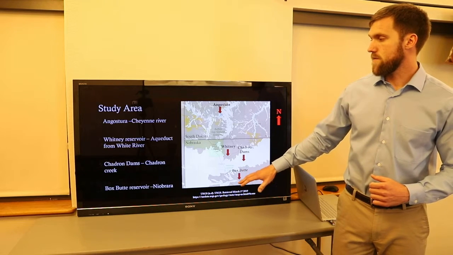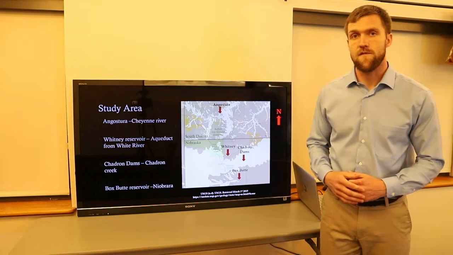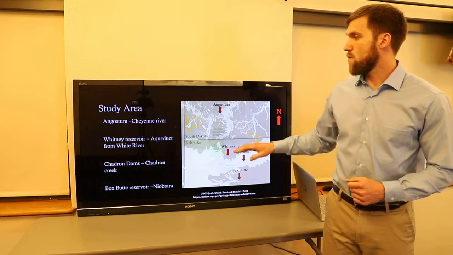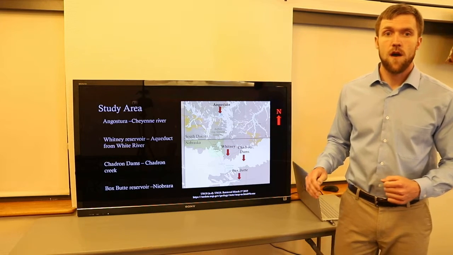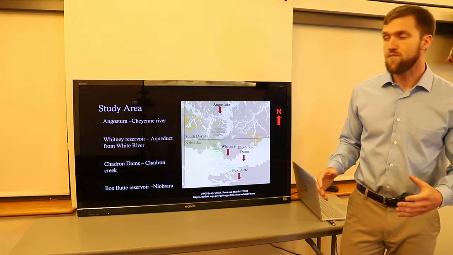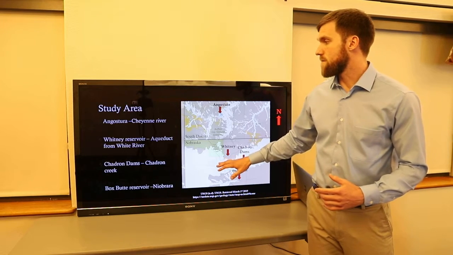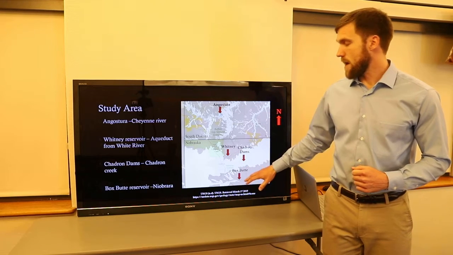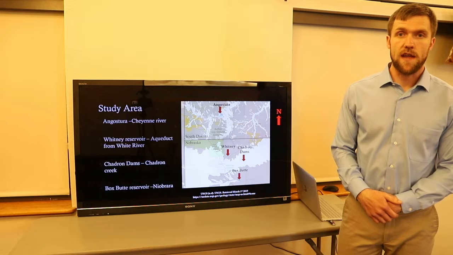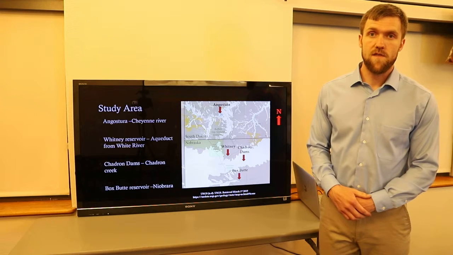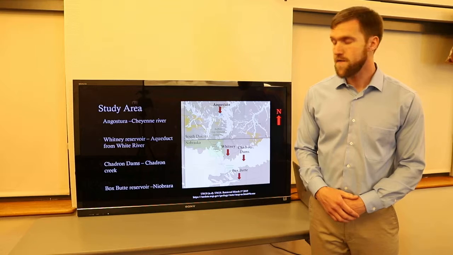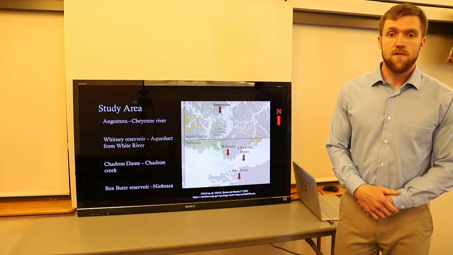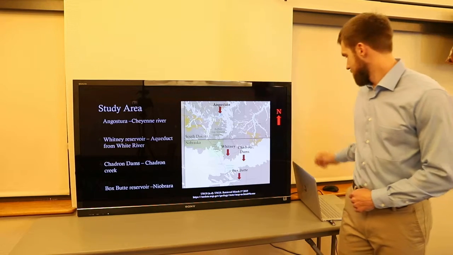Both the Niobrara that fills Box Butte and the Cheyenne River that fills Angostura flow out of Wyoming and into these reservoirs, whereas Whitney and the Chadron Dams, both of the creeks that fill these reservoirs, are spring-fed within the state of Nebraska. I would also like to point out that Angostura, Whitney, and Box Butte were all originally created for irrigational purposes and kind of double as recreational areas. The Chadron Dams, however, supply, or part of the supply, to the town of Chadron's drinking water.